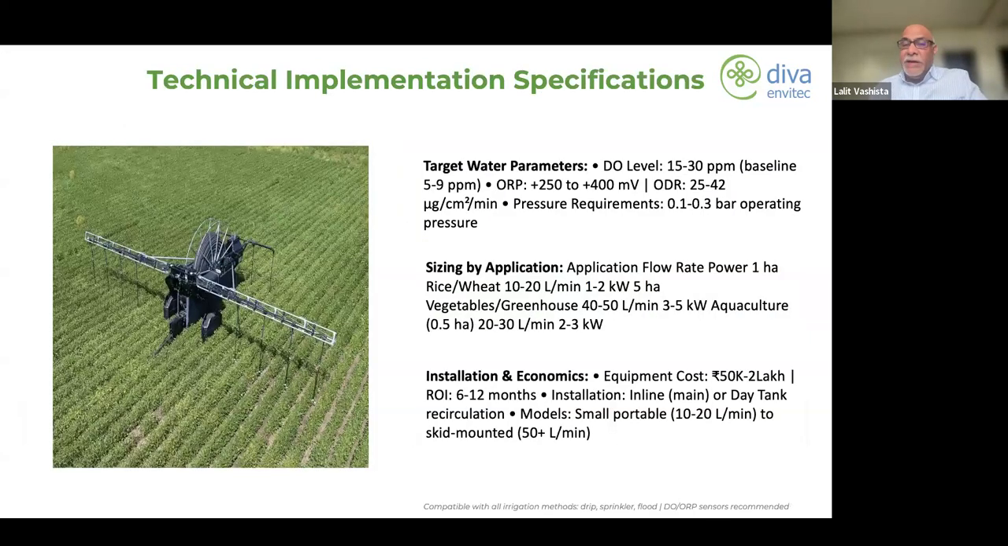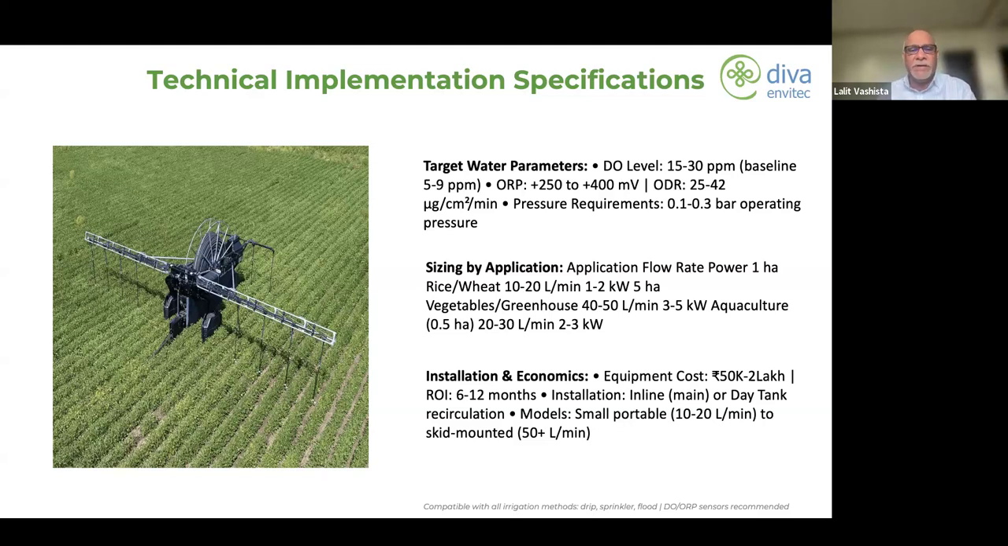Technical implementation specifications. Target water parameters which we can achieve are 15 to 30 ppm. Normally, some of the farmers don't even get 1 to 2 ppm. That is, the plants don't really grow very healthy. Our yields compared to the world standards in any plant you take, sugarcane you take, we are hardly 75 tons, whereas the world standard is 140, 150 tons. So we are almost half of the world standards.